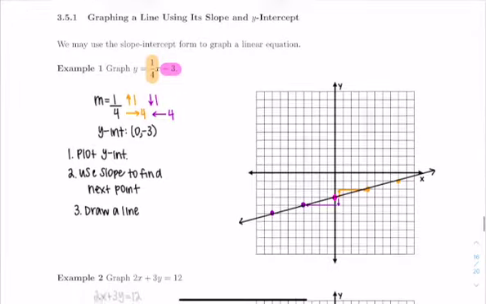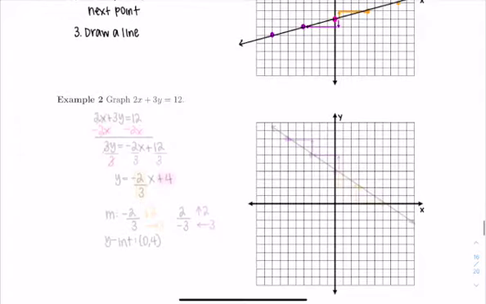Let's go ahead and graph 2x plus 3y equals 12. We want to convert this into slope-intercept form, which means we need to have y by itself. So let's go ahead and move 2x from both sides by subtracting 2x. So we have 2x canceling on the left. We have 3y equals -2x plus 12. And the last thing we can do is divide everything by 3.